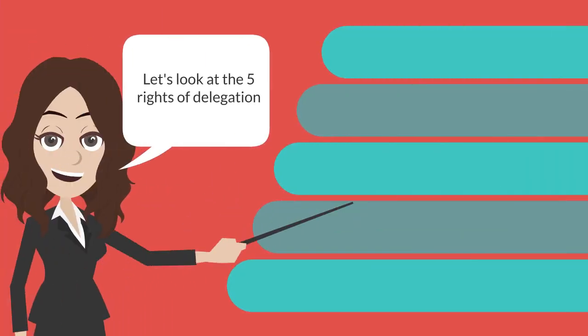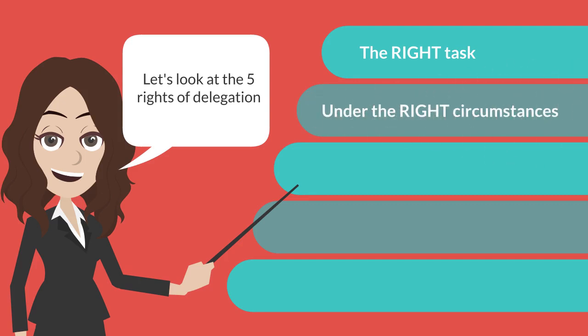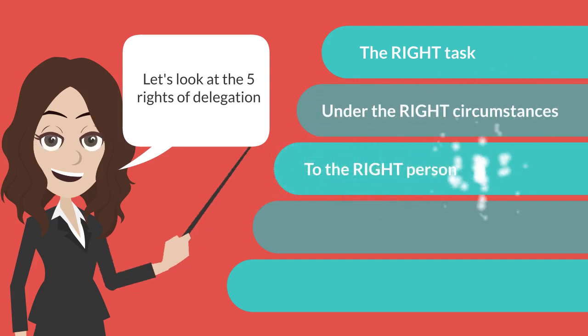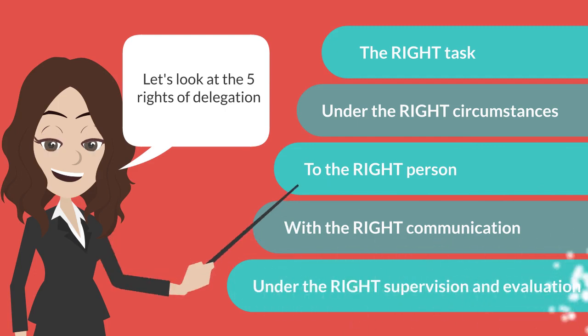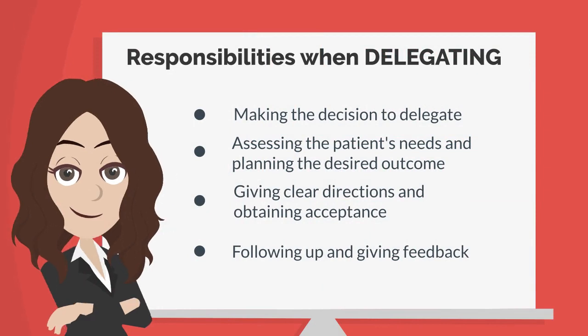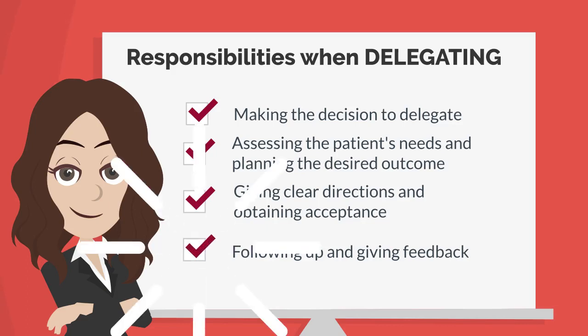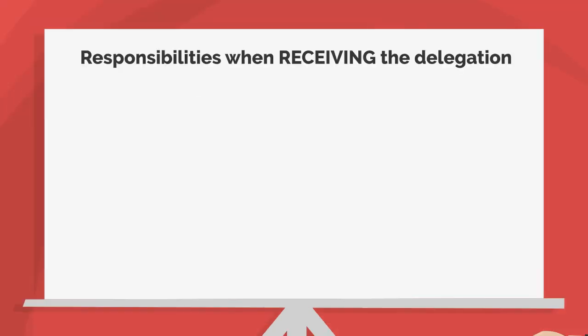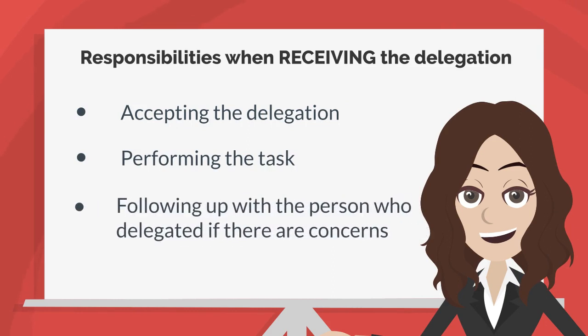Let's look at the 5 rights of delegation. The right task, under the right circumstances, to the right person, with the right communication, under the right supervision and evaluation. Responsibilities when delegating: making the decision to delegate, assessing the patient's needs and planning the desired outcome, giving clear directions and obtaining acceptance, following up and giving feedback. Responsibilities when receiving the delegation: accepting the delegation, performing the task, following up with the person who delegated if there are concerns.